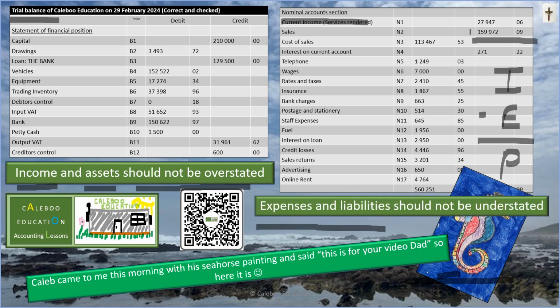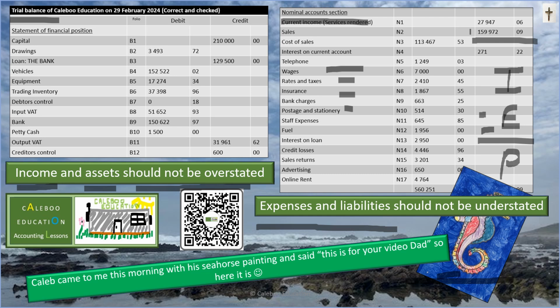If expenses and liabilities should not be understated. So if that expense there, all your expenses, telephone, wages, rates, etc., somewhere along the line they were understated, you're going to have a bigger profit than what you should have. So adjustments are done at the end of the financial year, but more about that a little bit later. But I think you get the idea.